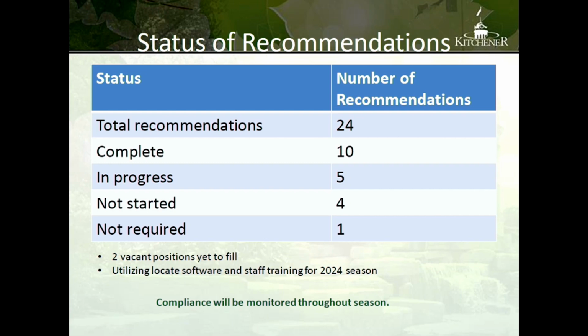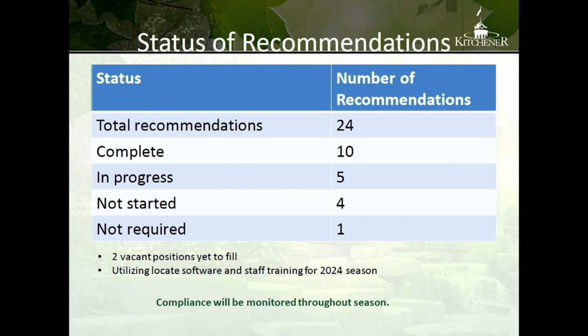Because they were waiting to hire the staff first before implementing some of the other recommendations, 5 are still in progress and 4 have not been started, including staff training and locate software utilization for sewer locates. So management will continue to attempt to fill the remaining vacancies, implement the remaining recommendations, and will continuously monitor compliance to ensure that we don't have any penalties.